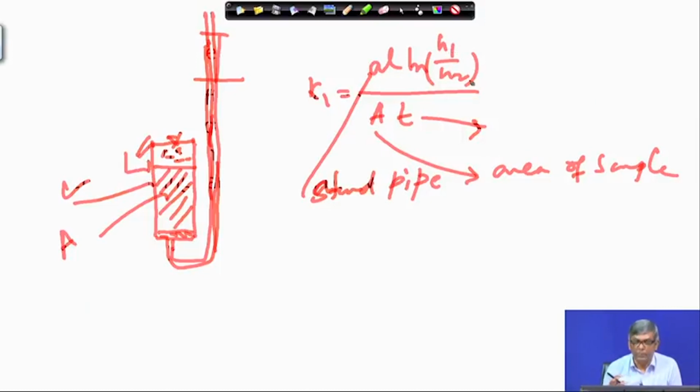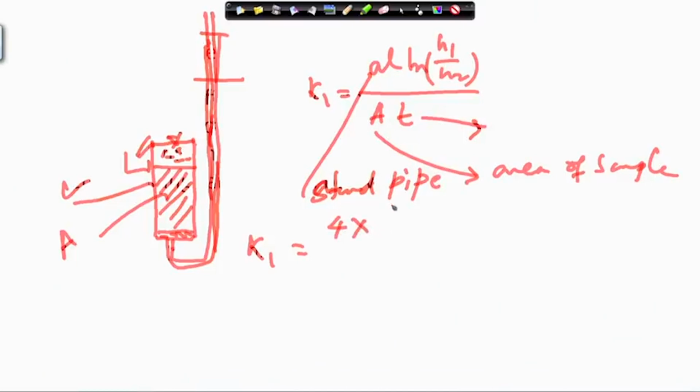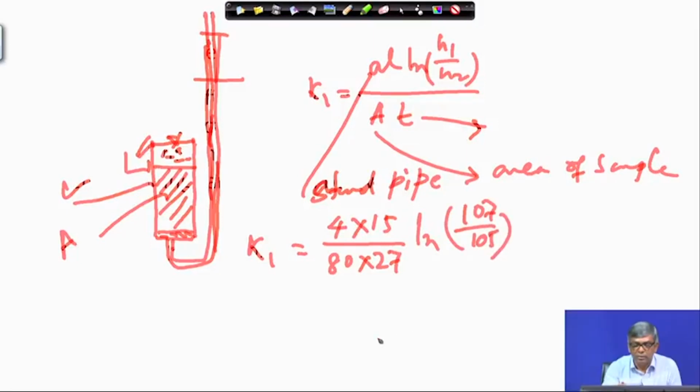So, there are three combinations we can do. I can consider K1 first. K1 means after 27 minutes there is the head change from one head to another, that is 107 to 105. If I put the cross-sectional area of the standpipe as 4, length 15, area of cross-section of the sample 80, and time 27 minutes, and ln 107 by 105, then I have 2 time intervals and 2 different heads given.